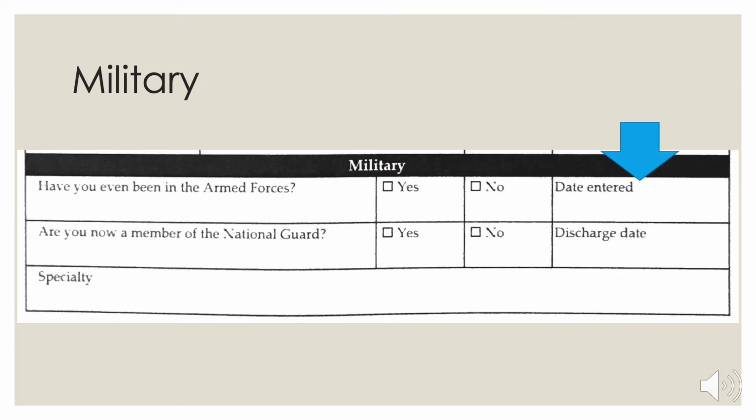These last 3 boxes apply to those who checked yes to either of the other 2 yes boxes. The first box wants to know the date you entered the military, and the box below wants to know the date you were discharged, if you have been. If you are still a member, you can put NA in this box. The bottom row wants to know what your specialty was or is while in the service, so that would go here.